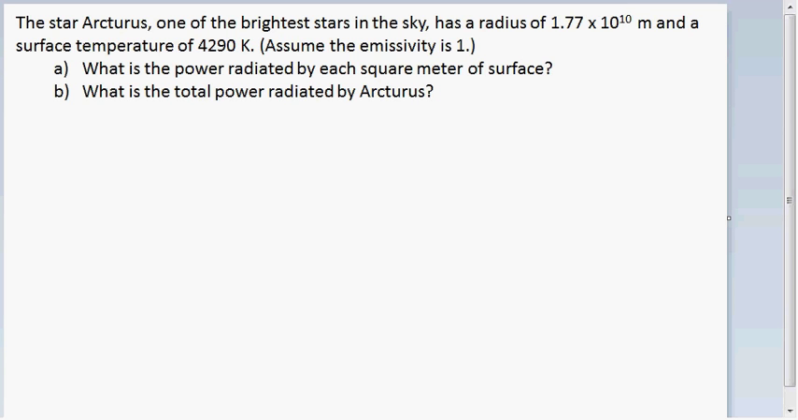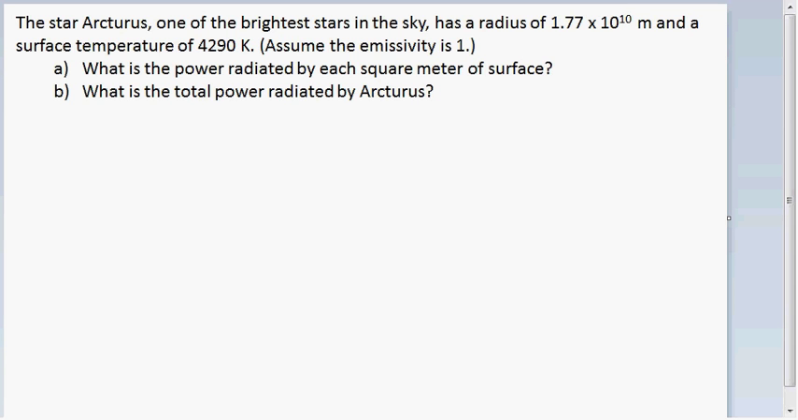Hi there. What we've got here this time is a heat radiation problem. So it's a heat transfer by radiation. In this case, the star Arcturus, one of the brightest stars in the sky, has a radius of that and a surface temperature of 4,290 kelvins.